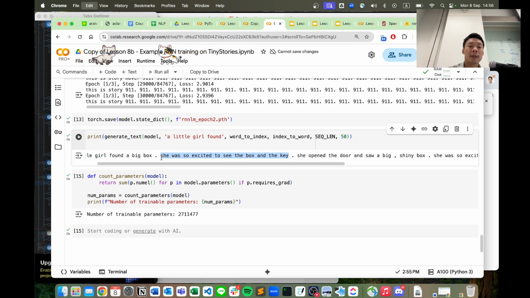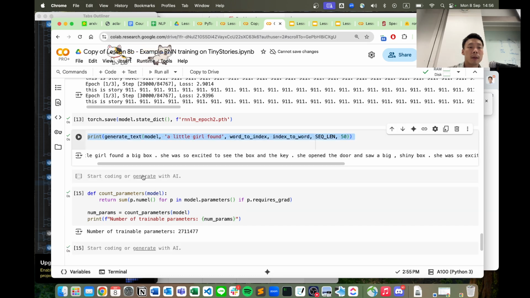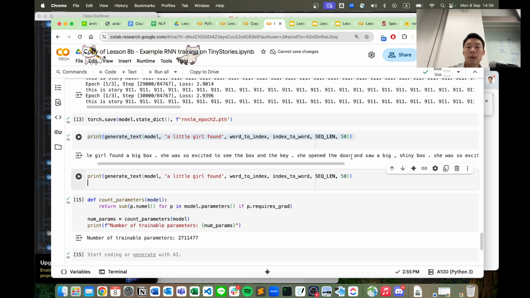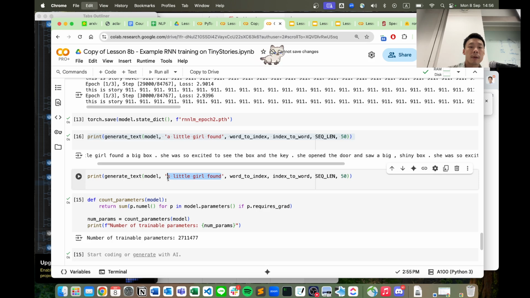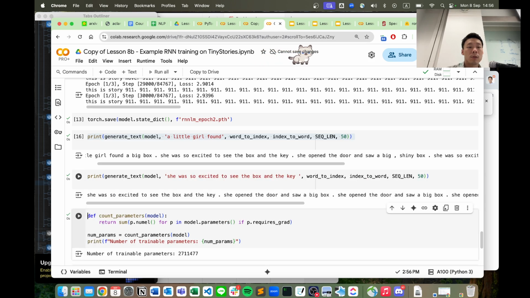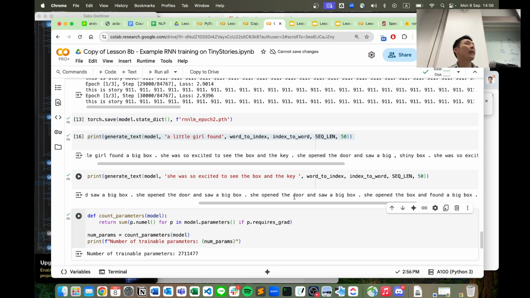Let's see if I do it 1 sentence at a time. What will you give me? So let's say we want to keep it just 2 sentences. Let's go. She was so excited to see the box and the key. She opened the door and saw a big box. Not a great language model. I should have trained it a little more, but you get the idea.